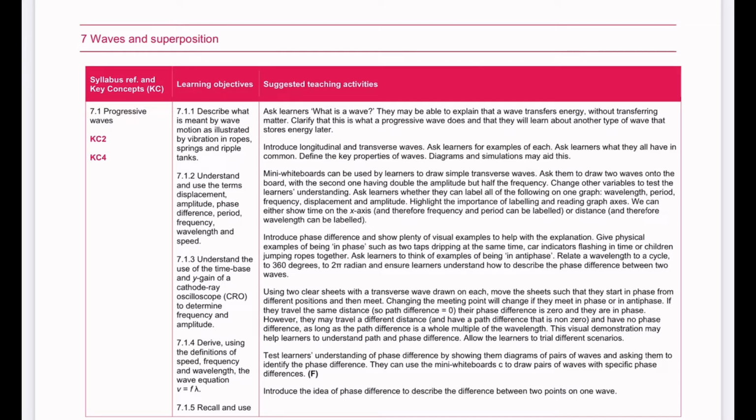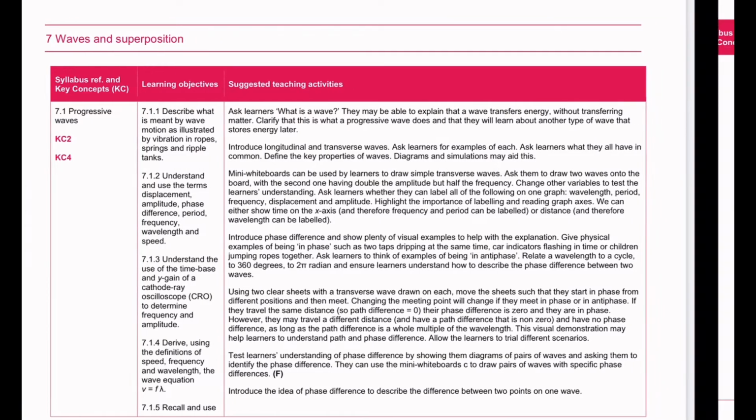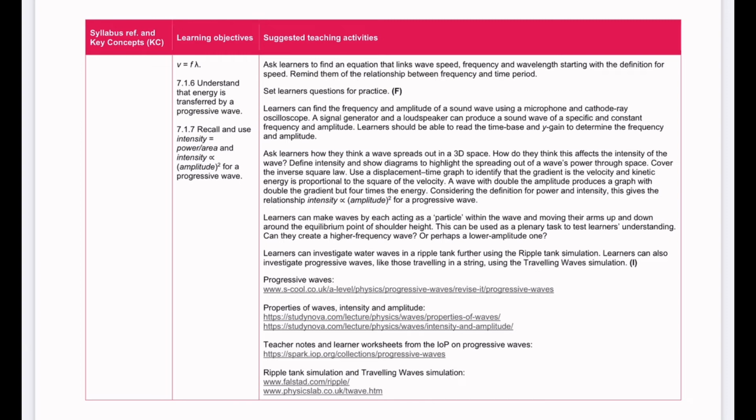7.1.3 Understand the use of time base and Y gain of a cathode ray oscilloscope, or CRO, to determine frequency and amplitude. 7.1.4 Determine using the definitions of speed, frequency, and wavelength the wave equation v is equal to f lambda. 7.1.5 Recall and use v is equal to f lambda.